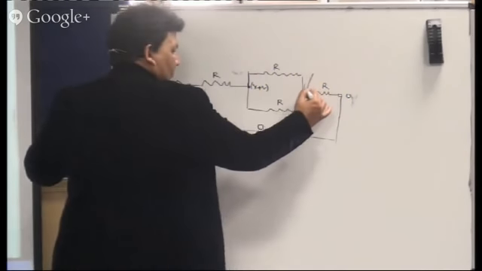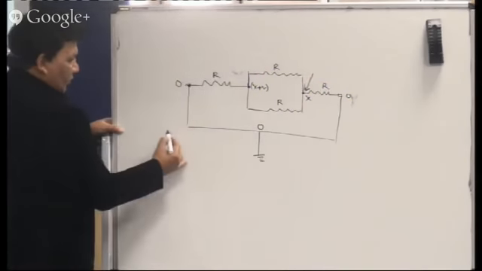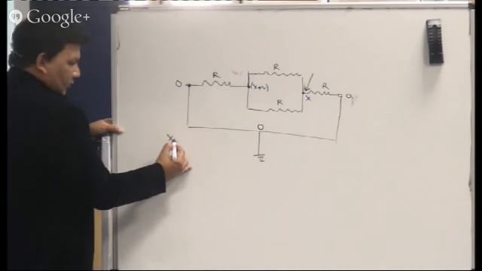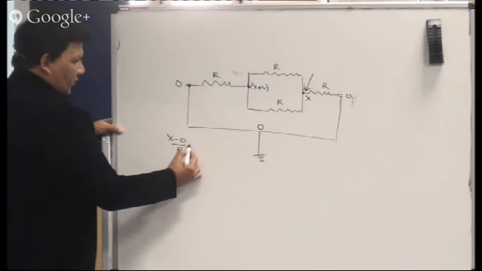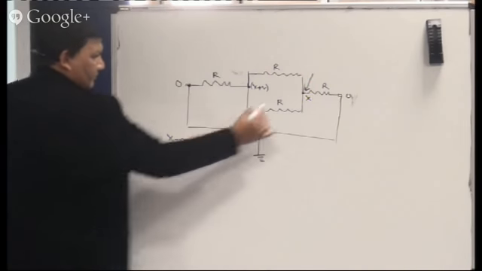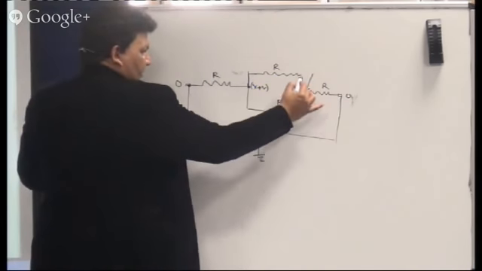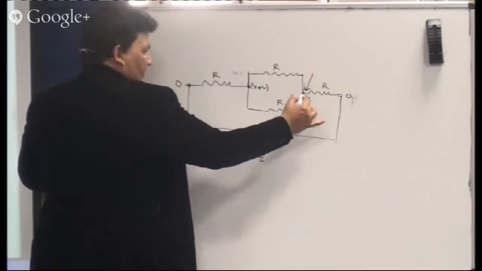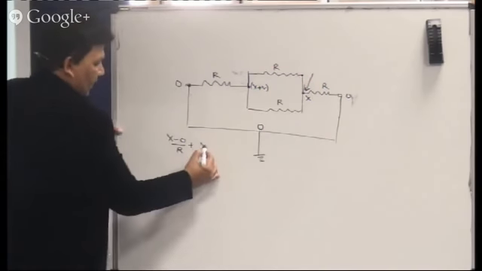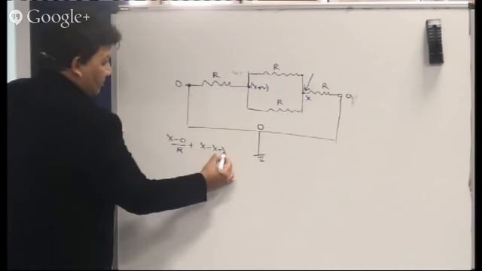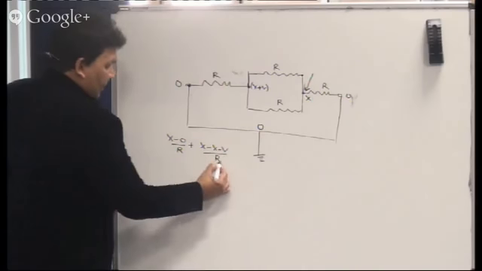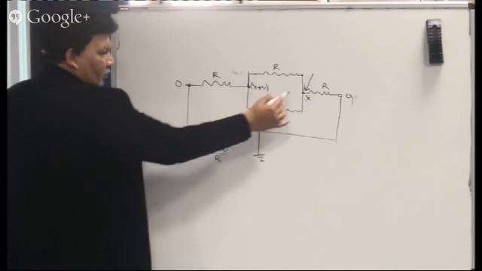Let me select this as my node. What will be your equation? Hold on. X minus 0 upon R, very good, plus this is also X. What will I write? X minus (X minus V) by R. You agree?